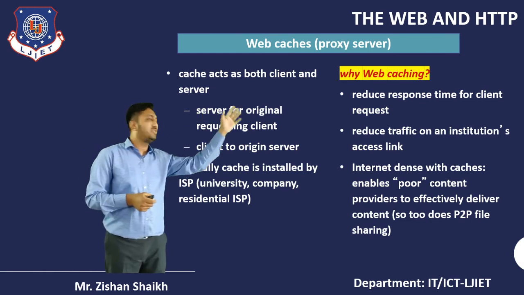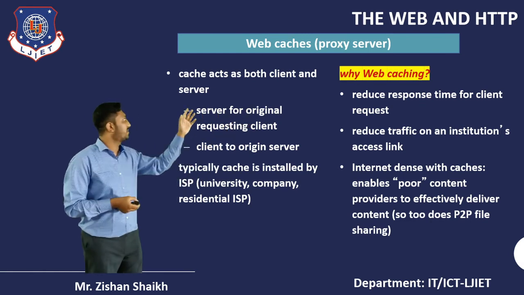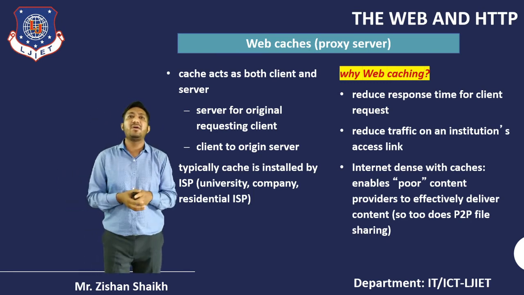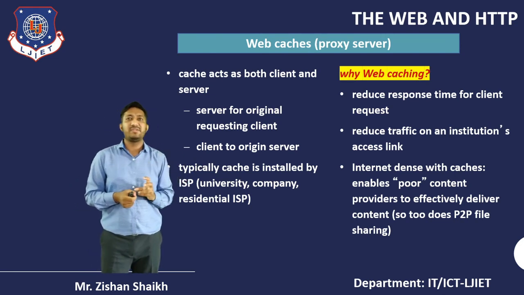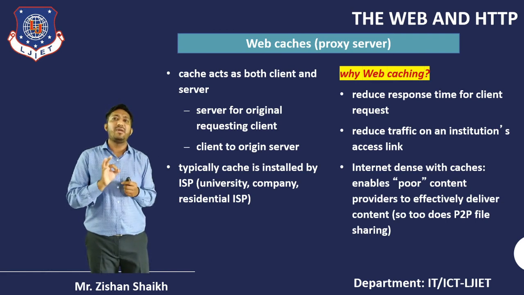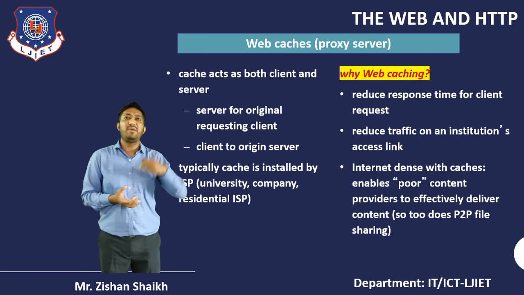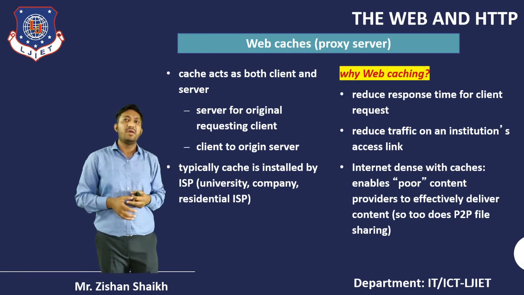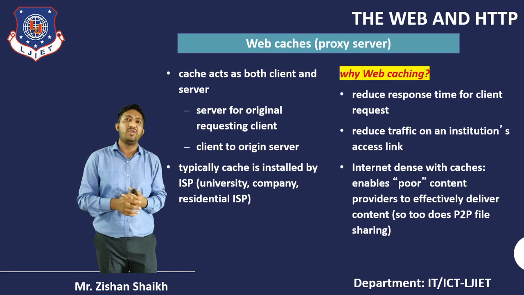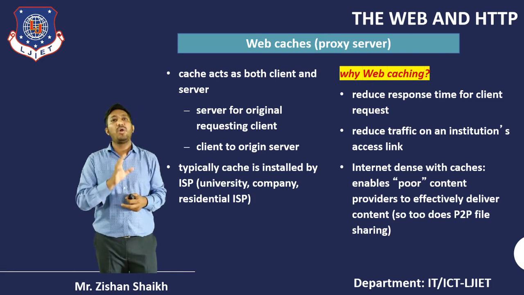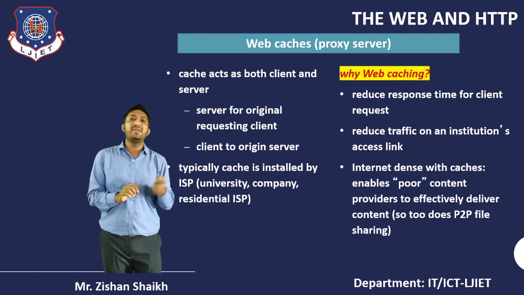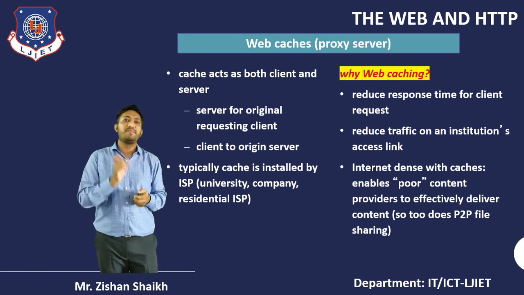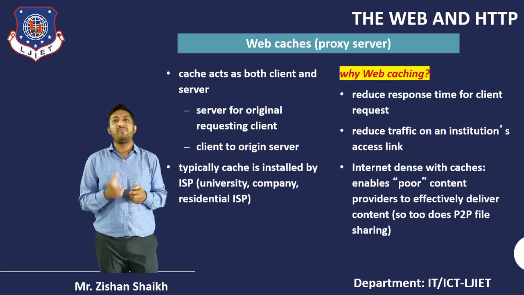So this is the basic idea of how it works. The cache acts as both client and server: it is a server for the original requesting client, and a client to the original server. Typically the cache is installed by our ISP, provided by our university, company or any local ISP. So why is caching useful here? Because it reduces the overall response time for a client, it reduces the traffic over the network, and it indirectly increases internet speed. That's why we are using the concept of a proxy server.